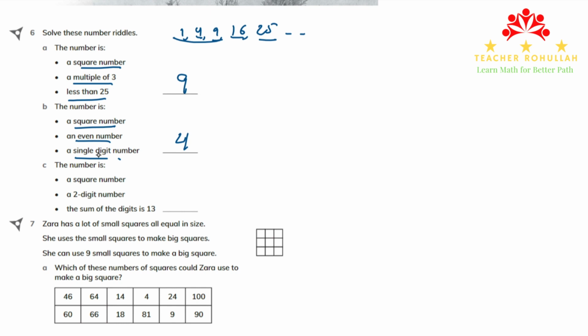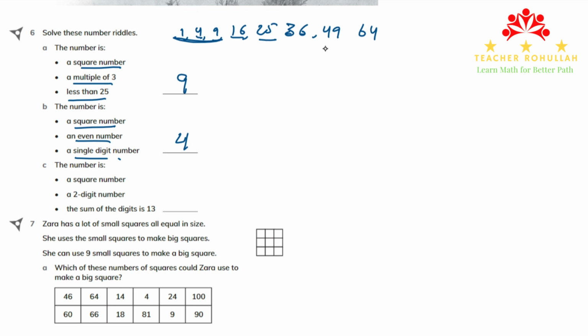In part C, it says the number is a square number, a 2-digit number. The sum of the digits is 13. So these are single digit numbers. They cannot. 1 plus 6 is 7. 2 plus 5 is also 7. Cannot be. Let's see, 36, 49, 64, and so on.